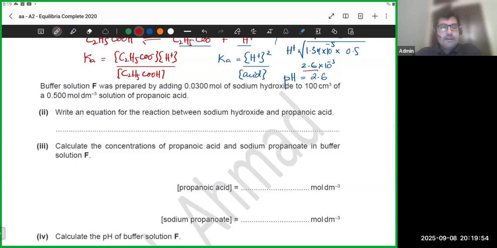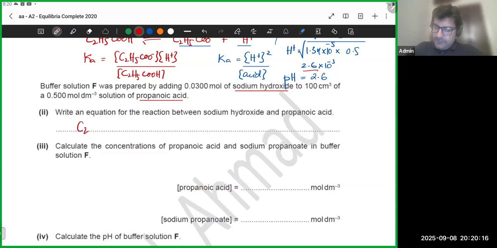Now the next part. A buffer solution F was prepared by adding 0.03 moles of sodium hydroxide to 100 cm cube of 0.5 mole per dm cube propanoic acid. So you've got propanoic acid and he's adding sodium hydroxide to it, and he's asking you to write the equation.